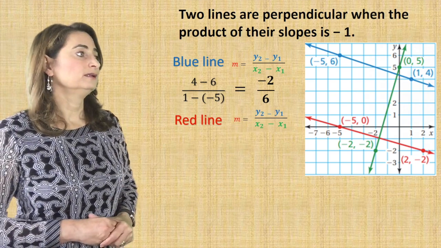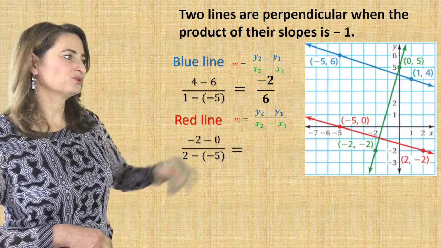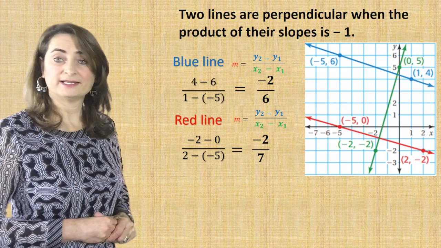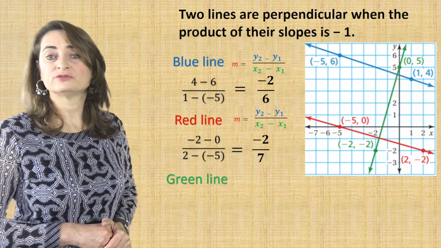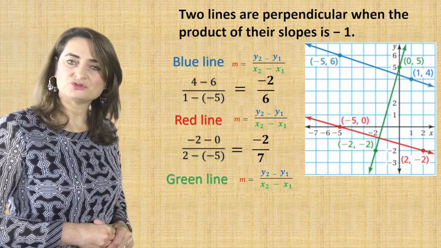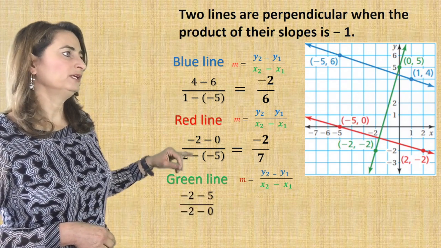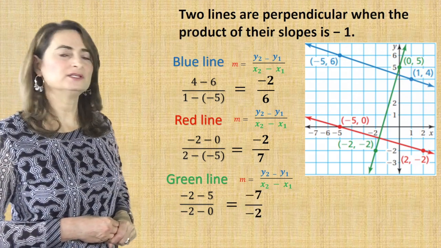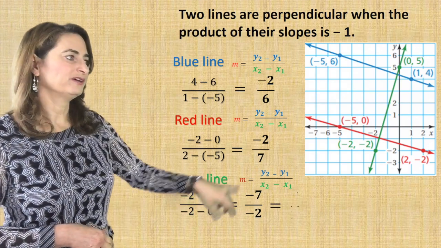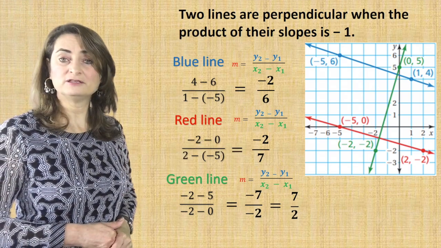Now the red line, again y2 minus y1 over x2 minus x1. Use the two coordinates -5, 0 and 2, -2. So -2 minus 0 divided by 2 minus -5 equals -2 over 7. Now the green line, again, I will use y2 minus y1 over x2 minus x1. Use the two green coordinates, -2, -2, and 0, 5. -2 minus 5 over -2 minus 0. Simplify that, gets you -7 divided by -2. Negative divided by negative is positive, so you get 7 over 2.